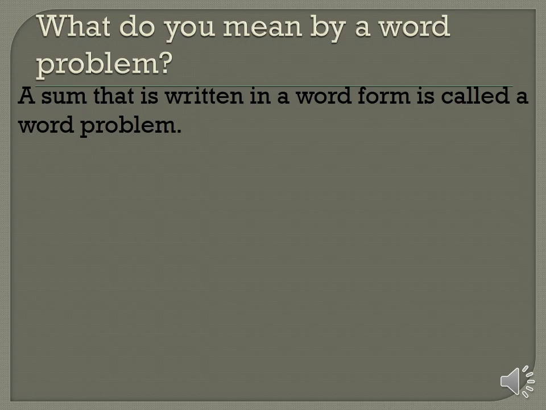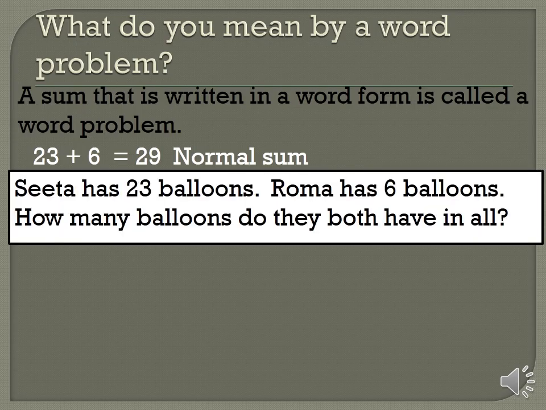It's very simple. When a sum is written in word form or a story form, it is called a word problem. So children, now let us see what we mean by a normal sum. Here 23 plus 6 is equal to 29 is a normal way we solve the sum. But when these numbers are used with some words and the question is in a story form, then we call it a word problem.